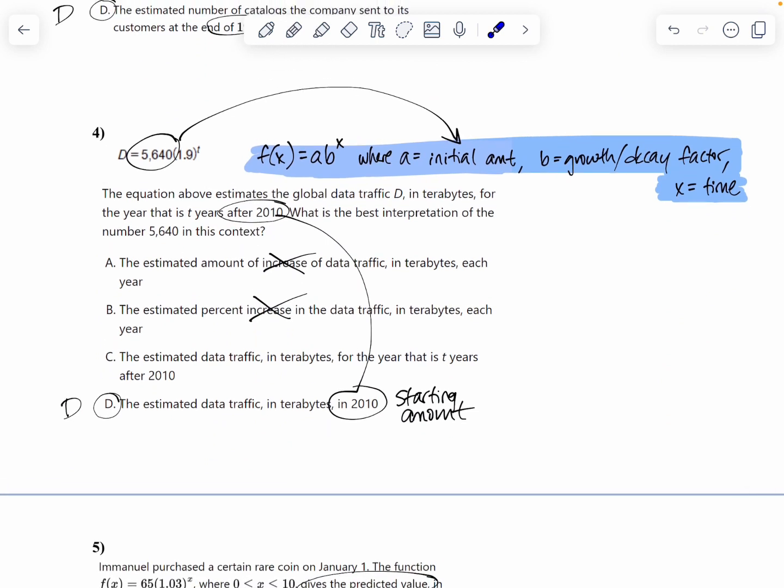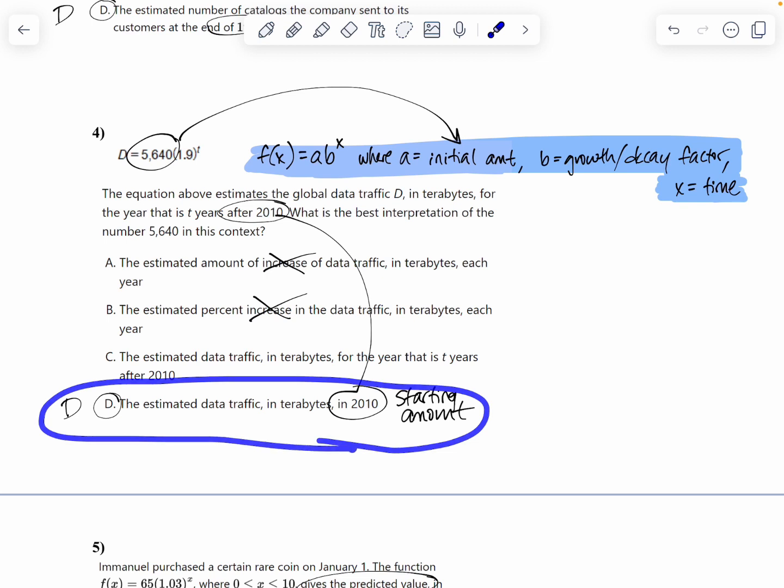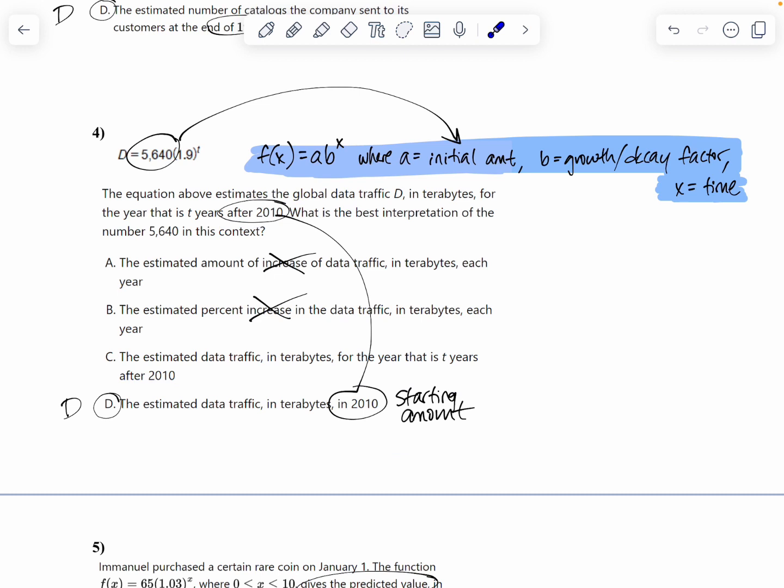Number 4, same thing. What's the meaning of the 5640? So this number right here, what you wrote at the very top of the page, that is the A value, that first number, is the initial or the starting or the beginning amount. So that means that we started with 5640 something. I guess it's global traffic data terabytes, okay? So that is exactly what we started with in 2010, was exactly when they started measuring this thing. Okay, so that is why letter D is correct.